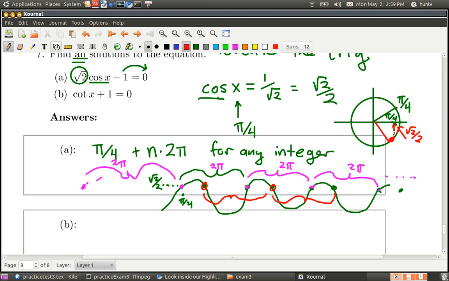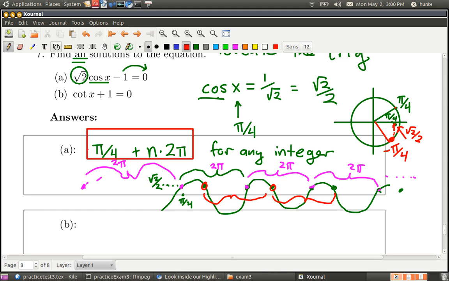So one angle that does that is pi over 4, but there's this other angle, minus pi over 4, that also does it. So these red things here are coming from that. Alright, and so here's one family of solutions, and there's another family of solutions which comes from making this negative.